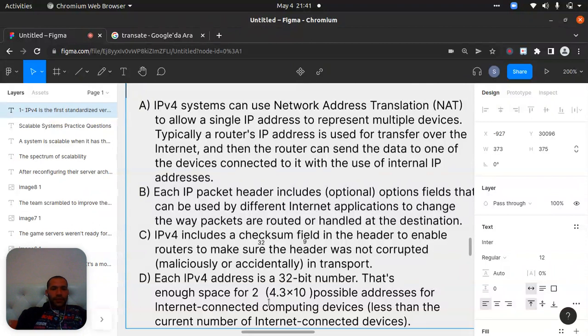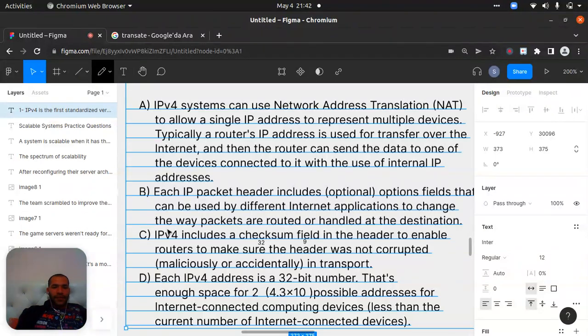That's enough space for about 4 billion possible addresses for internet-connected computing devices, which is less than the current number of internet-connected devices. For that, we bring in the IPv6 alternative, because IPv4 cannot serve 3 or 4 billion people. It can only help us in small places with a small population. Yeah, this one is the answer.